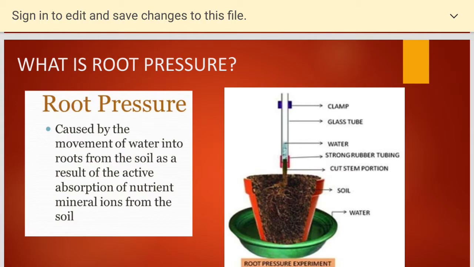Actually, the water is present in the tub which we have taken, and from there the water is absorbed by the roots and it is passing into the stem, whereby it is accumulating in the glass tube. So what can we conclude here? That there is a root pressure existing which is causing the water to travel from roots up to the stem, and the level of the water increases in the glass tube.